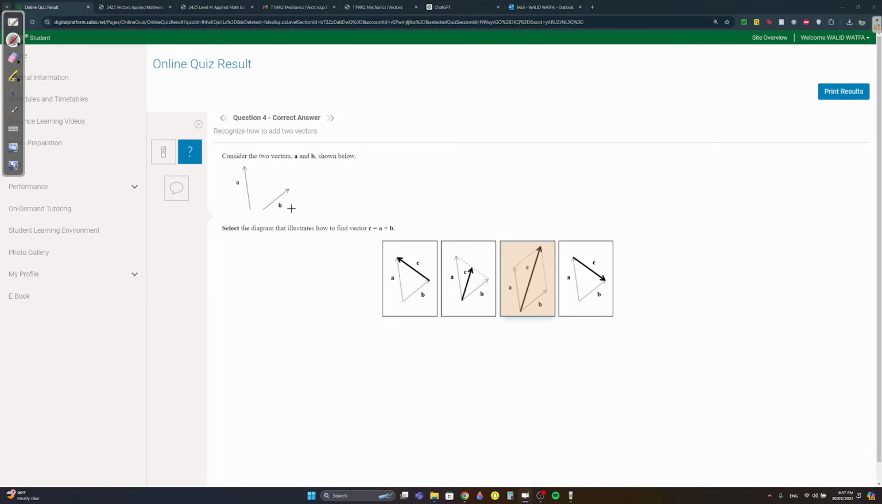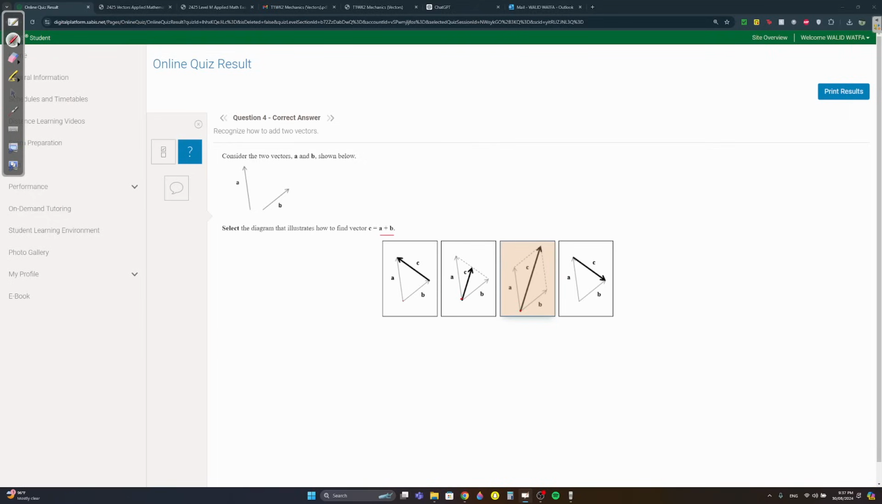Okay, consider the two vectors A and B shown below. How will you add these two vectors? Remember, I told you there are two different ways. If the head of one arrow is connected to the tail of the other arrow, then you use the triangle method. But here, in all of them, the head is not connected to the tail. It's the tail connected to the tail.